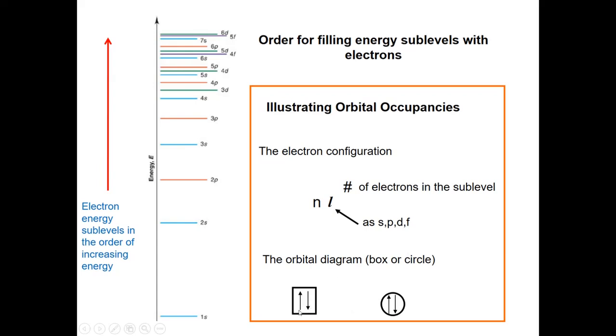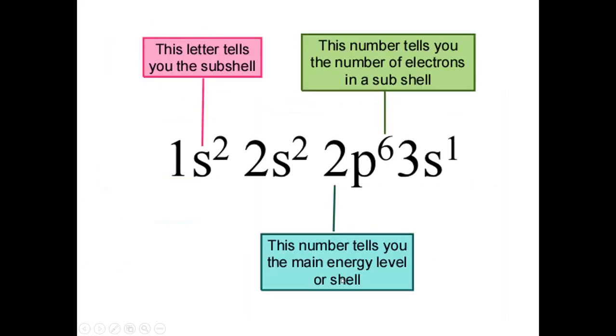Satu clockwise, satu anti-clockwise. Okay, this letter tells you the subshell. Yang ni, s ni. Yang this number tells you the number of electron in a subshell. Ada berapa elektron dekat subshell. Ada berapa elektron dekat orbital p, maksudnya yang tu. And this number tells you the main energy level or shell.